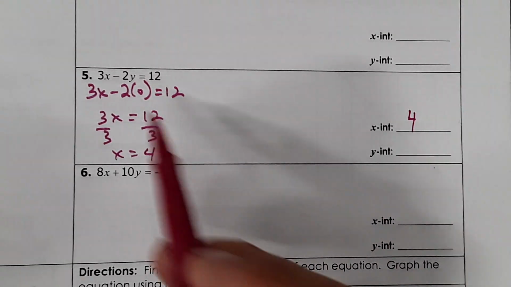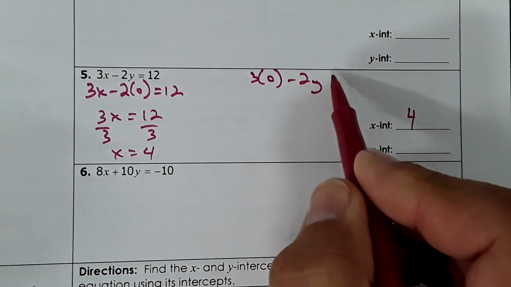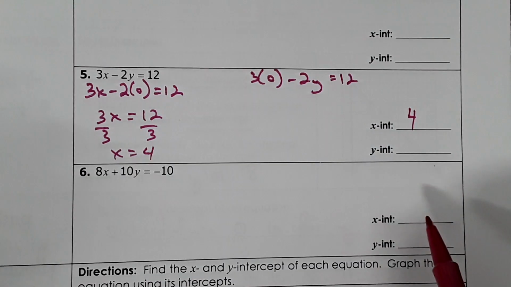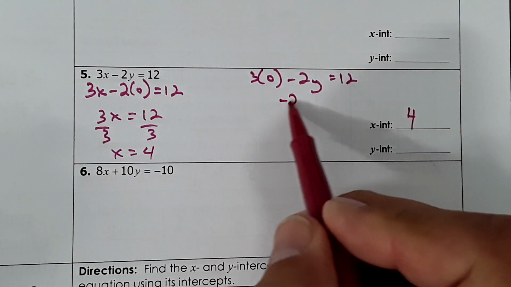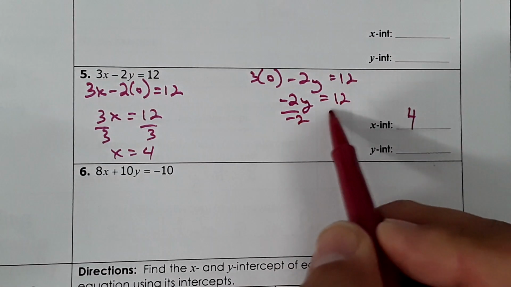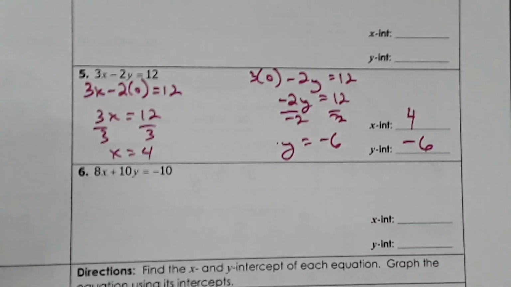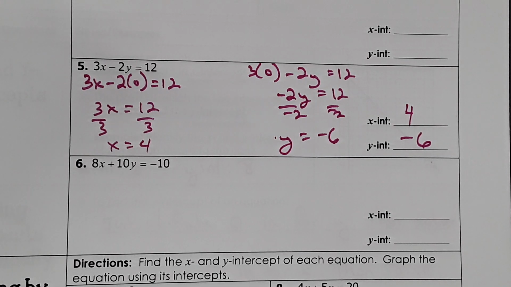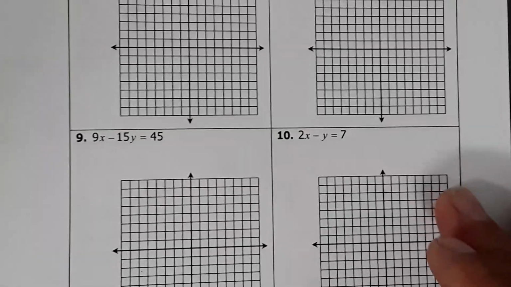To find the y-intercept, I'm going to plug a 0 in for x. And then just solve. Well, 3 times 0 is 0, so that really just goes away, and I'm left with just negative 2y equals 12. When I divide both sides by negative 2, I get y equals negative 6, which is my y-intercept. Okay, so one more problem. Let's look at number 9.